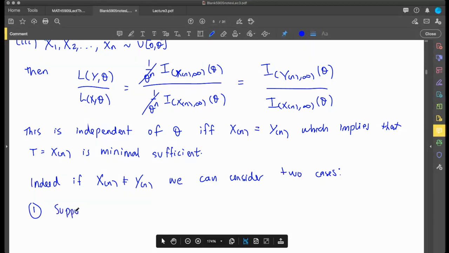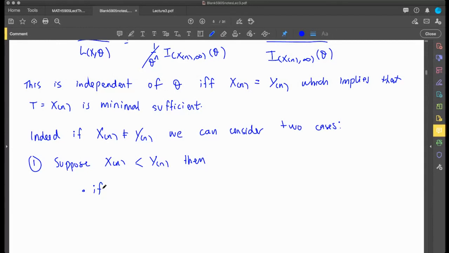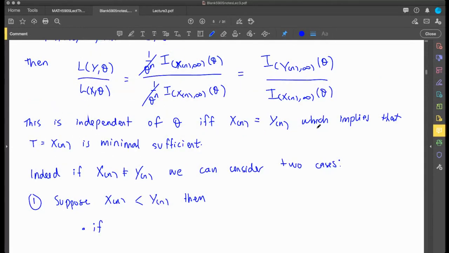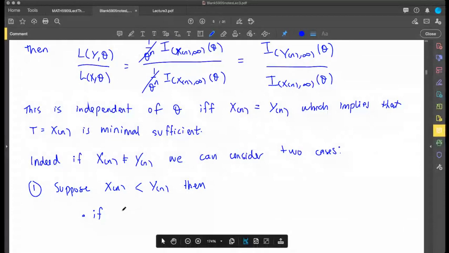The case I will consider is, let's just suppose that the maximum of my x observations was smaller than the maximum of my y observations. Then let's see what happens to this ratio here. All right. We're going to move theta, right? Theta is the thing we're going to move. And remember, we want this ratio to be constant as theta moves. So we want it to take the same value no matter what theta is. But let's see what happens if I move theta. So if theta was less than the maximum of my x observations, then what does this likelihood ratio become?